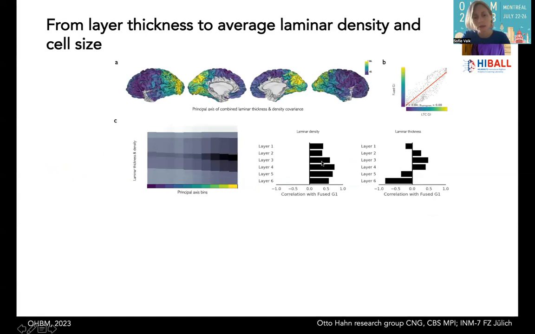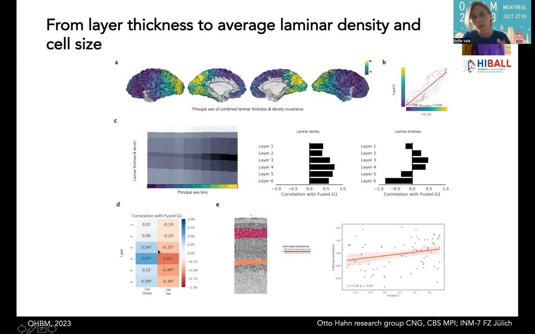And what's more, you see that there's a positive relationship with laminar density, in particular in layers 4 and 5. And again, an association with laminar thickness, as we've seen before. And looking more at the cell properties, we found that there's a relationship also with cell density, but also cell size, which is anti-correlated. So there's a negative relationship with cell density, as you see here, particularly in layer 4, but also layers 3 and 6, and a positive relationship in layers 3, 4, 5, and 6 for cell size.